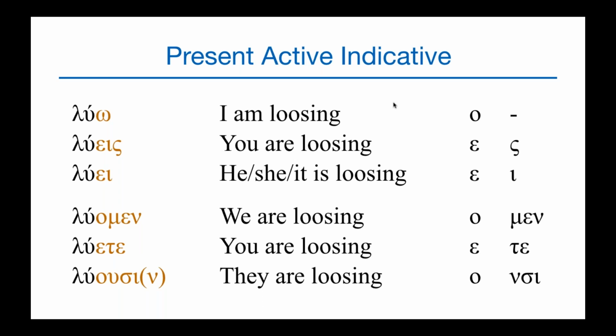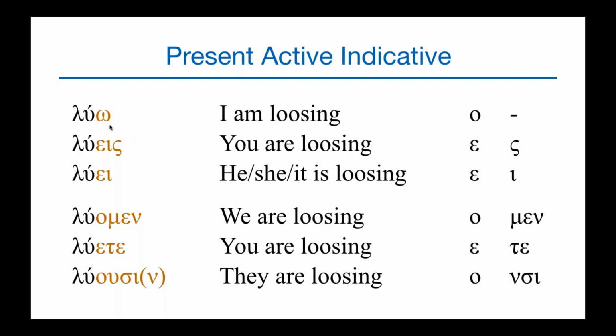It's not terribly complicated. I'll tell you that whenever I was going through this initially, I just learned it with luo. That word means I loose. And I just learned how to say it: luo, lueis, luei, luomen, luete, luousin. Just over and over again. O, eis, ei, omen, ete, ousin. Or ousi if you prefer. Okay?